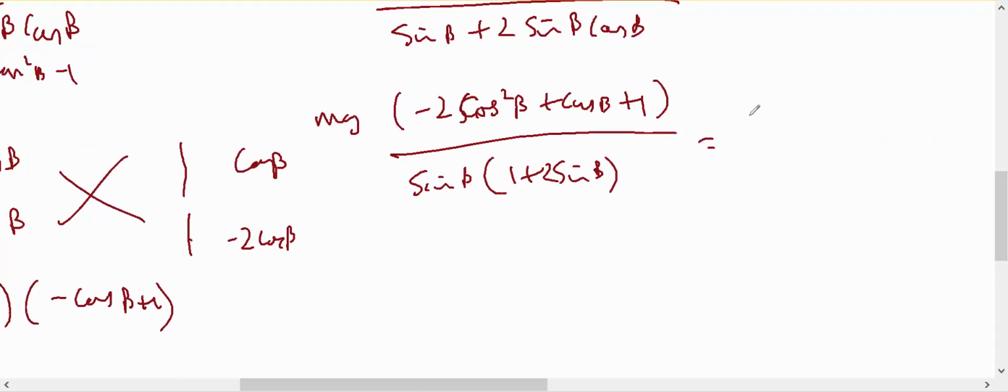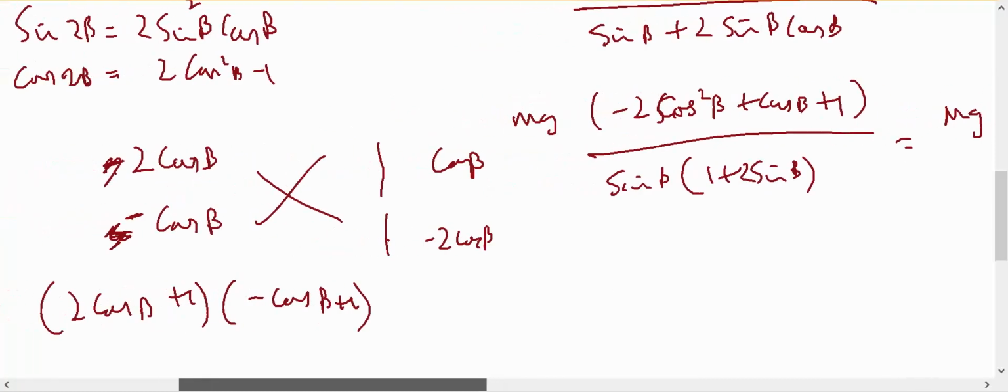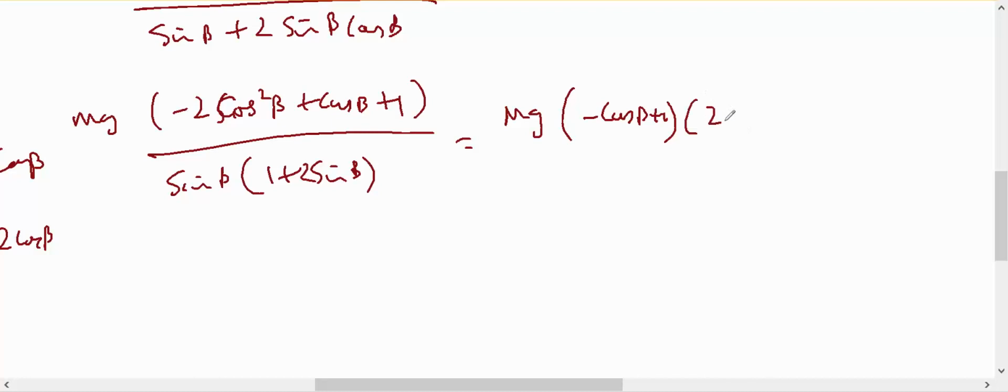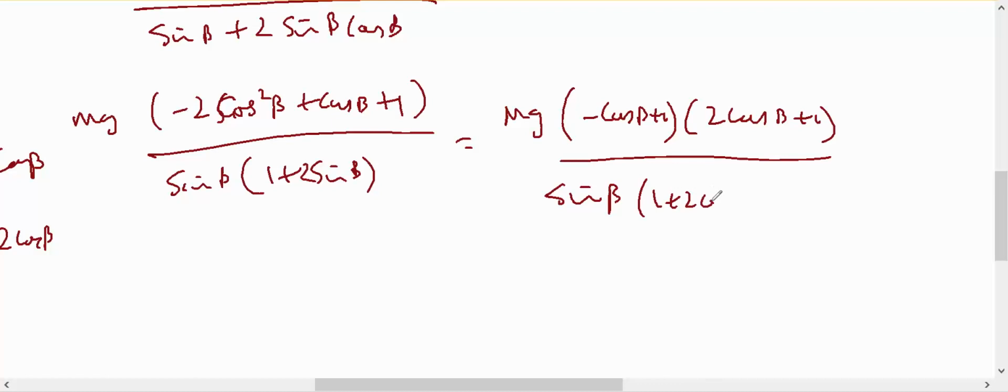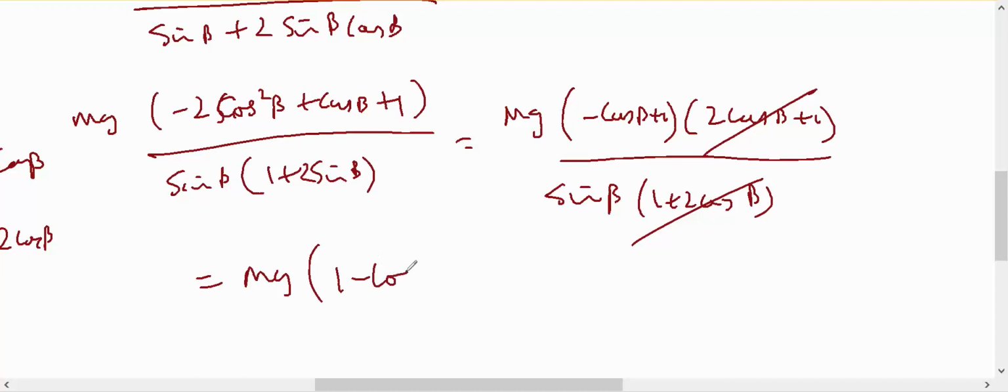So I end up with mg (negative cos of beta plus 1)(2 cos of beta plus 1) all over sine of beta (1 plus 2 cos of beta), and that cancels with that to leave mg (1 minus the cos of beta) over the sine of beta, and that's exactly what we needed to show.